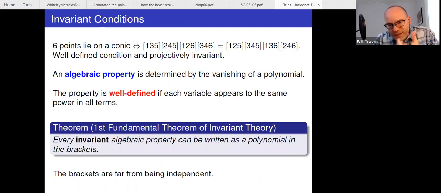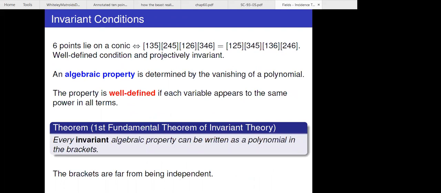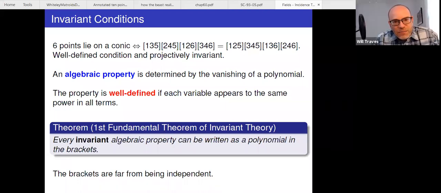Now I'm actually going to come back to some of these questions about well-definedness. So I said before that this is the equation that defines when 6 points lie on a conic, but I should observe, as we did before, that this is a well-defined condition, that if you scale each of the points, you don't affect this equality by scaling the points. And also you don't affect this equality by changing coordinates.